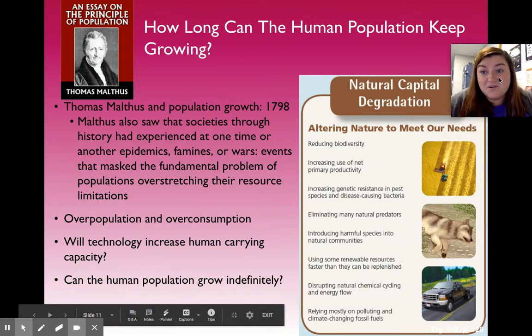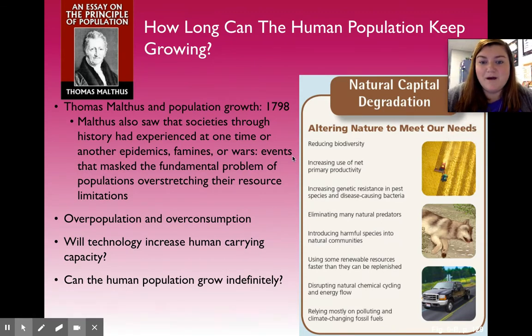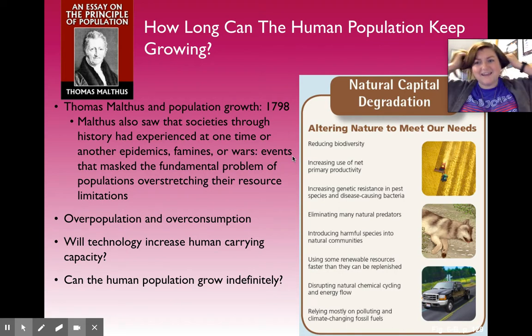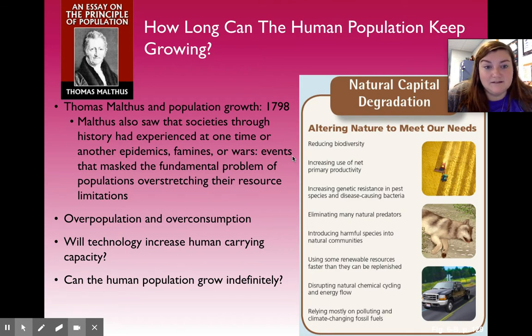And so that leads us to the question of how long can the human population keep going, right? How long can we just keep adding more and more people to the earth? This is a question that Thomas Malthus asked in 1798. He was one of the first people who was like, hey, what's going on here? We got lots of people and not that much earth. So Thomas Malthus saw that societies through history had always experienced things like epidemics, famines, wars, events that mask the fundamental problem of populations overstretching their resource limitations.